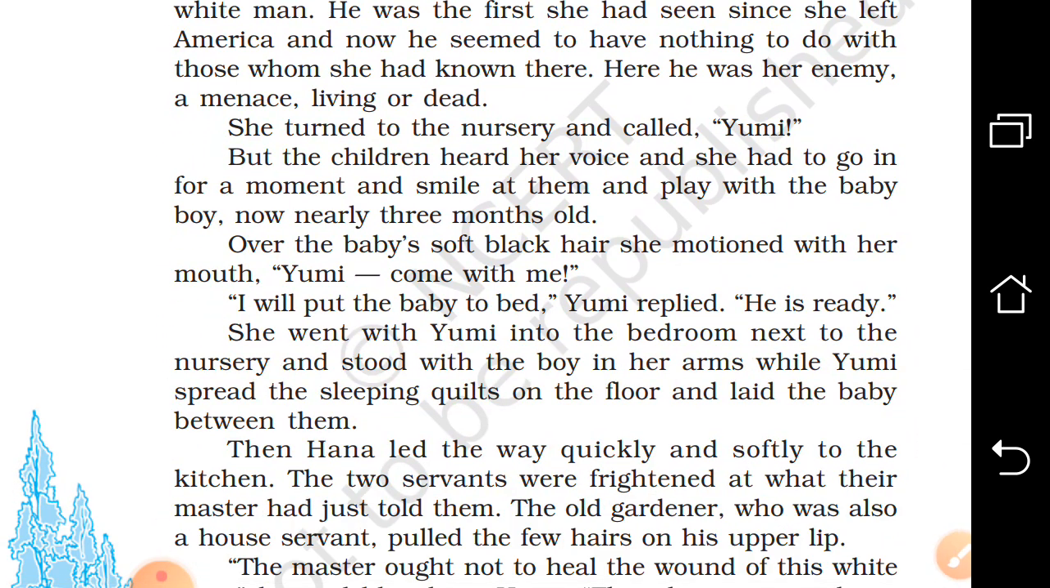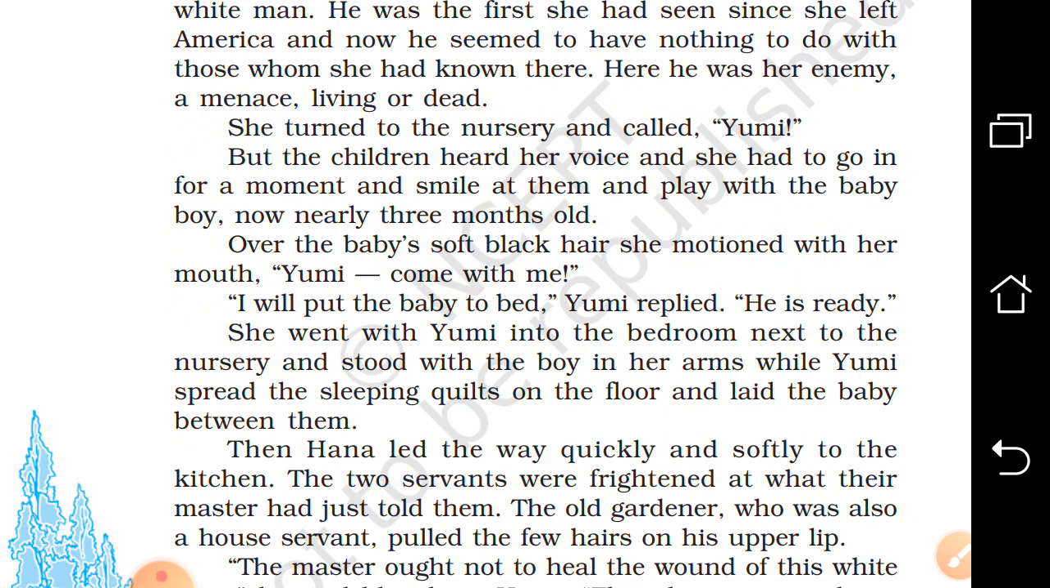She turned to the nursery and called Yumi. She went to the nursery where the children are being treated. But the children heard her voice, and she had to go in for a moment and smile at them and play with the baby boy, now nearly 3 months old. Being a mother, she had to spend some time with the children. Over the baby's soft black hair, she motioned with her mouth, "Yumi, come with me." Yumi should be separate from the children, so she just motioned with gestures.